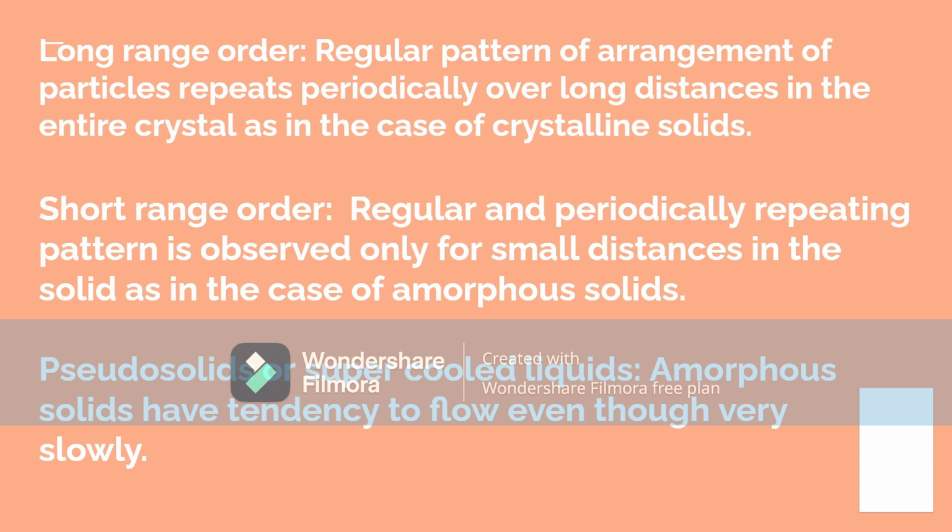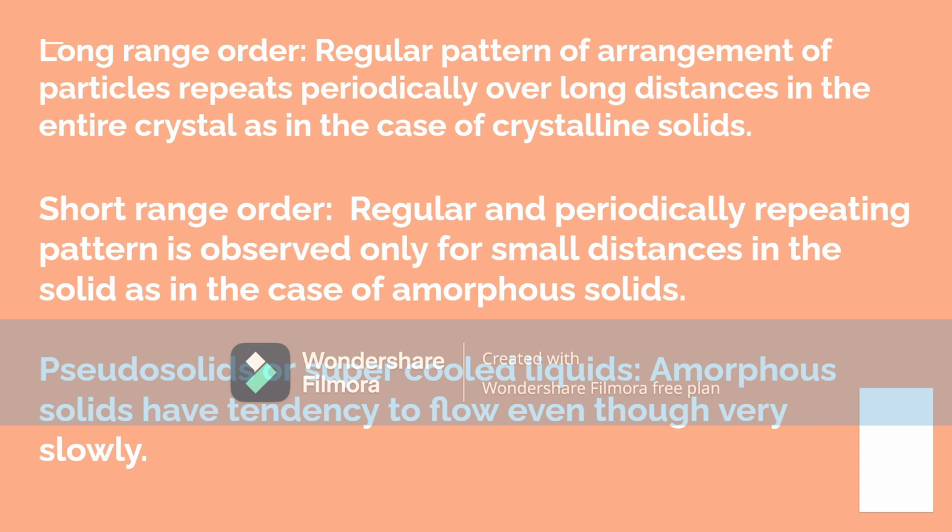What is short range order? A regular and periodically repeating pattern which is observed only for small distances in the solids, as in the case of amorphous solids, is known as short range order.